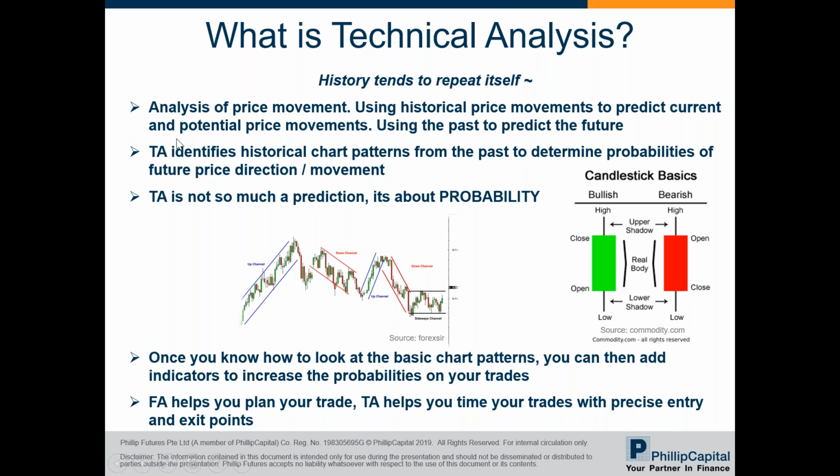So TA, which is technical analysis, identifies historical chart patterns from the past to determine probabilities of future price direction or movement. So technical analysis is not so much a prediction, it's about probability.